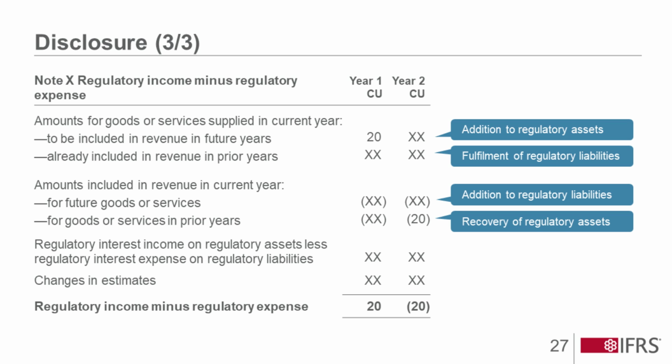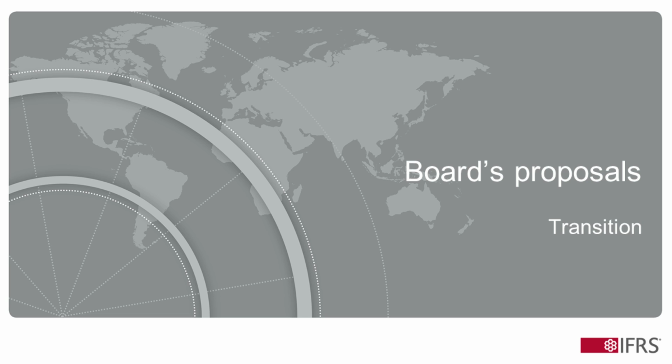Now, in other situations, some of the other components and causes of regulatory income or regulatory expense would include additions of regulatory liabilities, fulfillment of regulatory liabilities, regulatory interest income or regulatory interest expense that we ignored in the simple example we discussed. Other items affecting measurement of regulatory assets or regulatory liabilities, such as changes in estimates of future cash flows. With that, I'll now hand over to Mariela for the transition proposals. Thank you, Raghava.